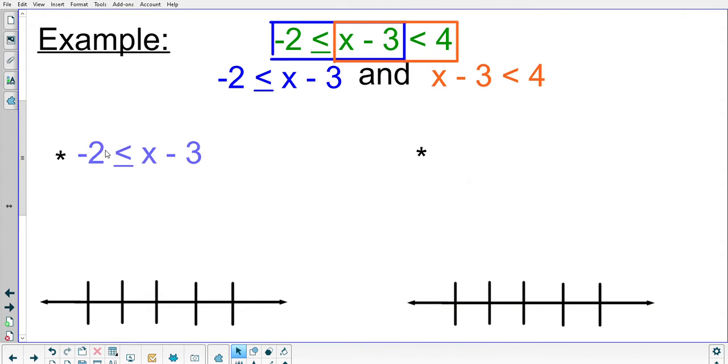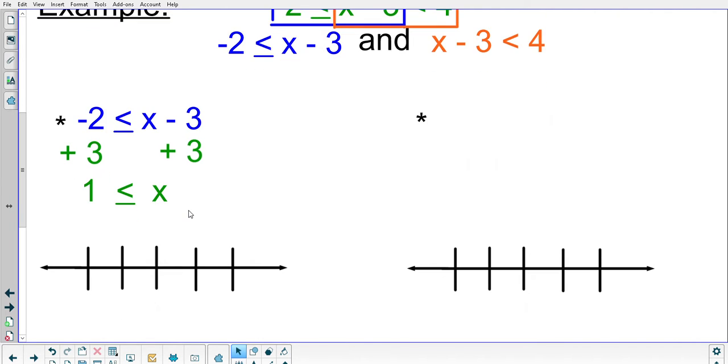So we'll go ahead and solve the one on the left first. It says negative 2 is less than or equal to x minus 3. We need to isolate x, so we're going to add 3 to both sides. When we add 3 to both sides, we wind up with 1 is less than or equal to x. When we graph this one, we want a solid dot on 1, and we graph it going to the right, because remember, when the variable's on the right side, we need to read it backwards. So it's basically x is greater than or equal to 1.